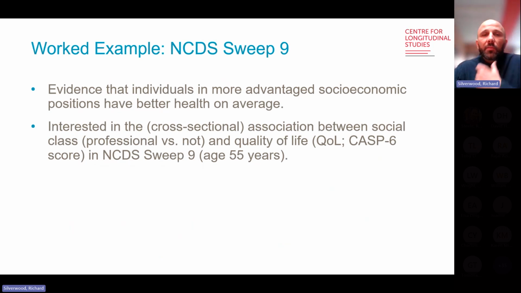Okay, and then in the last couple of minutes, I'm just going to go quite quickly through this worked example from NCDS Sweep 9. Again, this is provided in more detail in the user guide that's already been linked to. As background, there's been evidence across different settings and across time that individuals in more advanced socioeconomic position have better health on average. So we're trying to address this question using NCDS Sweep 9, a cross-sectional analysis, looking at social class as the exposure, a very simple binary professional versus not variable, with an outcome of quality of life, captured using the CASP-6 score.